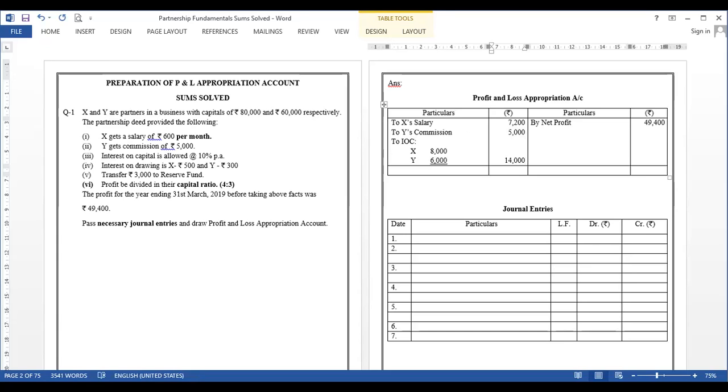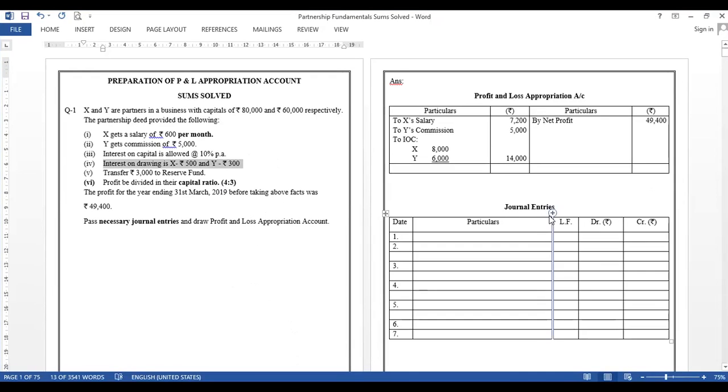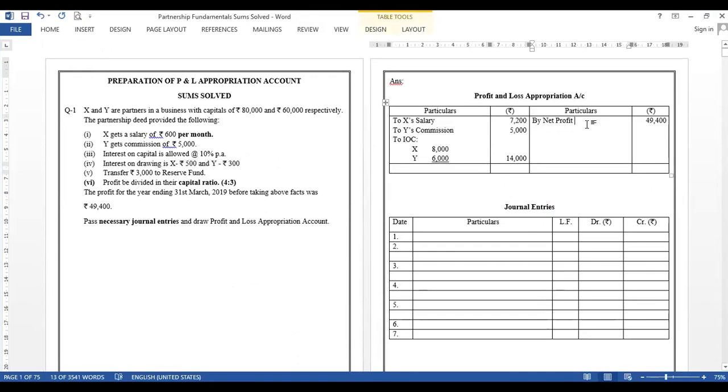Fine. Next one. Where will we write interest on drawings? The credit side. In a column, X and Y, by interest on drawings. This is why I am writing in front of you, so that you get exactly the idea of how to write. The amount of interest on drawings is directly given to us: 500 and 300. So the total will be 800. Done.